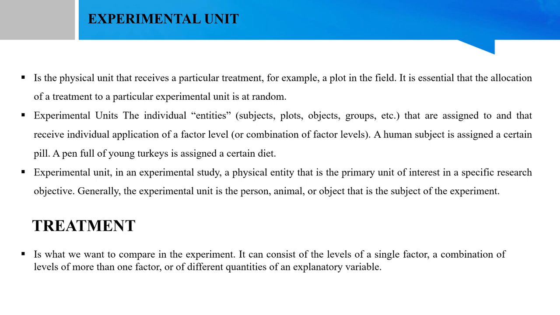The experimental unit is the individual entity that is assigned to and receives an individual application of a factor level. For example, a human subject is assigned a certain pill for a treatment, and a pen full of young turkeys is assigned a certain food. Then, the experimental unit in an experimental study is a physical entity that is the primary unit of interest in a specific research objective. Generally, the experimental unit is the person, animal or object that is the subject of the experiment.